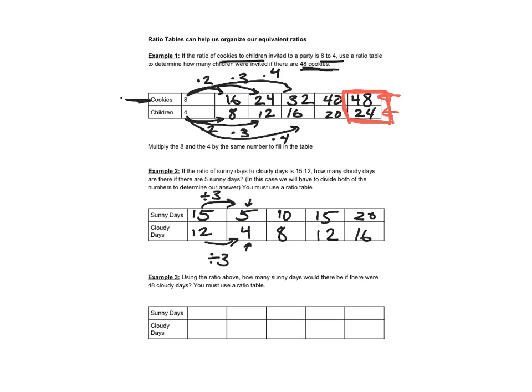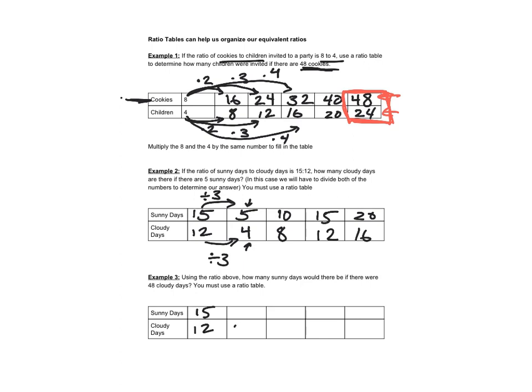Let's look at example number 3. Using the ratio above, so we're still using that 15 to 12, how many sunny days would there be if there were 48 cloudy days? You must use a ratio table. Here we need to get from those 12 cloudy days to 48 days. Since 48 is a multiple of 12, we can skip count.